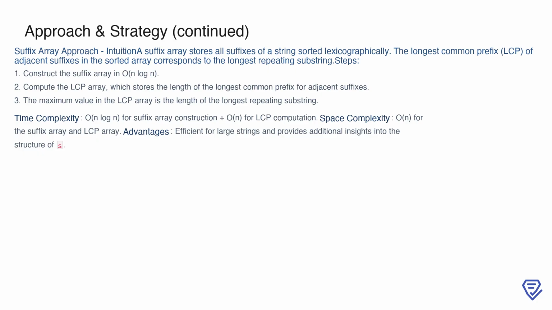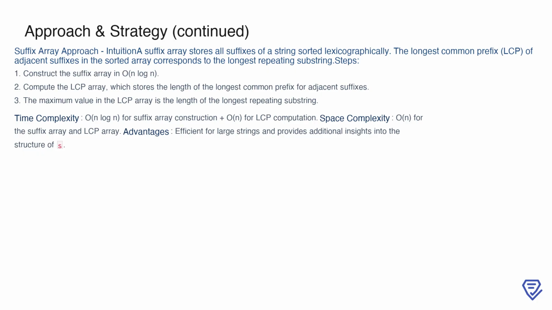The steps are clear. First, construct the suffix array, which can be done in O(n log n). Next, compute the LCP array, which stores the length of the longest common prefix for each pair of adjacent suffixes. The maximum value in the LCP array corresponds to the length of the longest repeating substring.